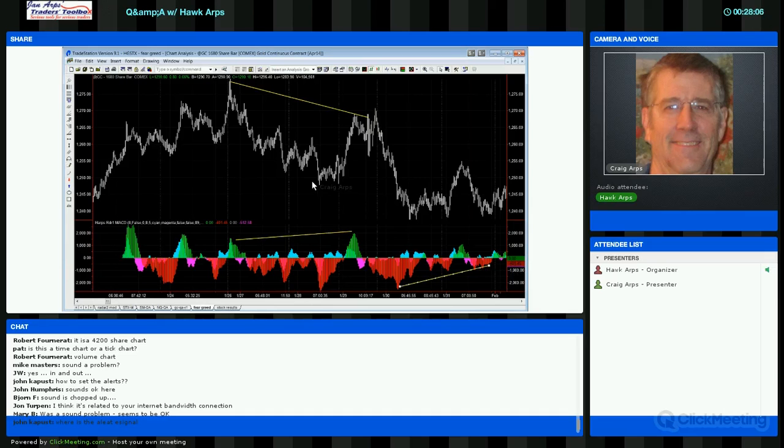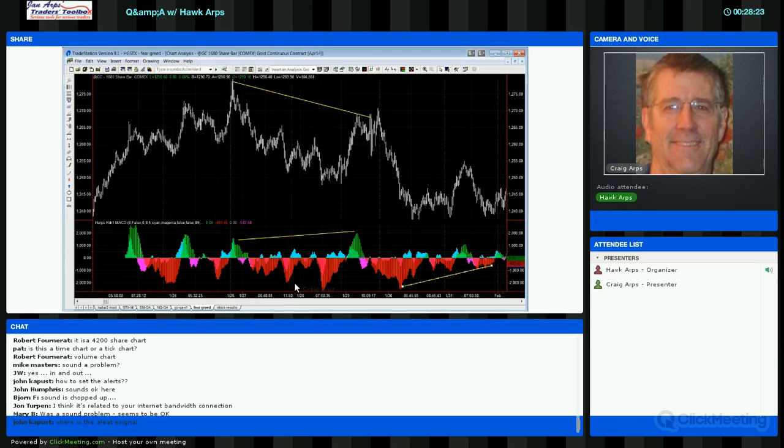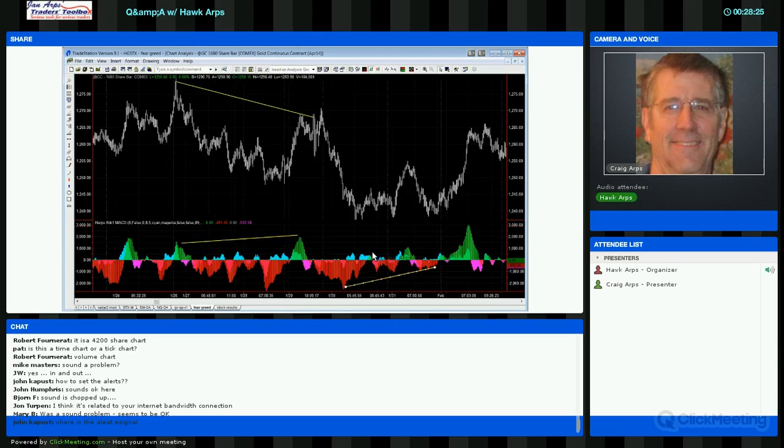So these are the ways that we use Radar1. We use it to find divergences. We look for confirmation when the buyers actually get stronger than the sellers. That gives us an idea that it's okay to get into a position long or short.